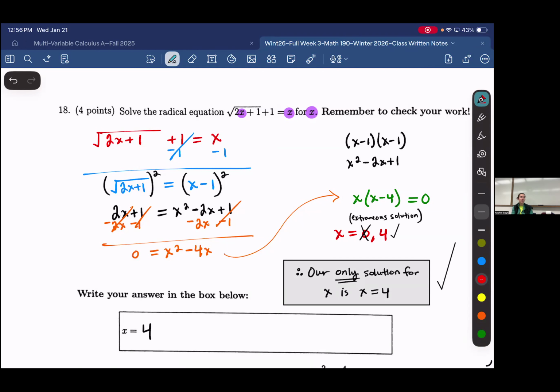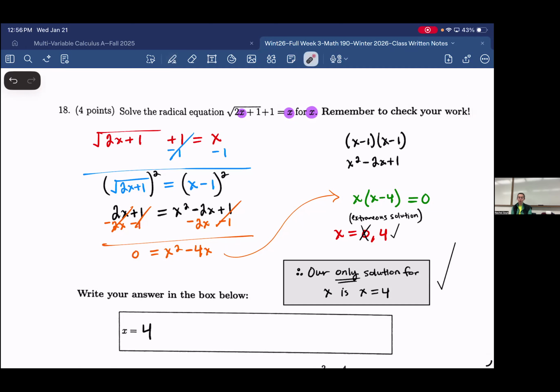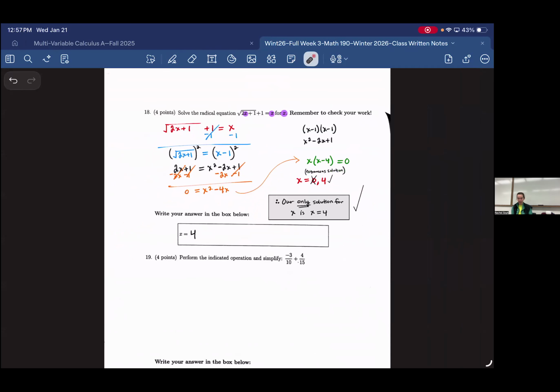Sometimes they put extraneous solutions on the exam, sometimes they don't. But regardless, that's why it's so important to check your work. Whoever made this exam was nice. They wrote, remember to check your work. That's a hint in saying there might be an extraneous solution. Okay. Almost there. Let's move on to question 19.